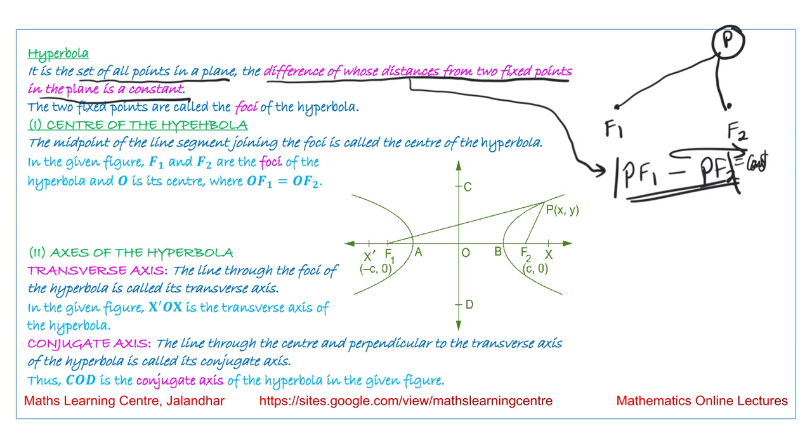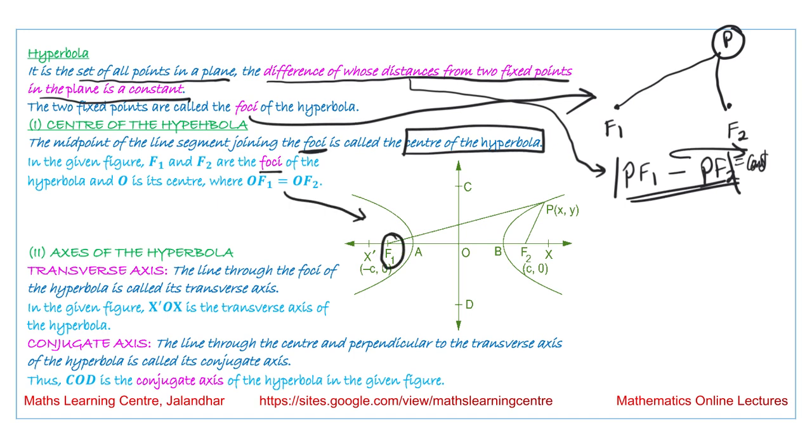So the locus of these points forms a hyperbola, and these two fixed points F1 and F2 are called the foci. The midpoint of the line segment joining the two foci is called the center of the hyperbola. So in this given figure, F1 and F2 are the foci of the hyperbola and O is the center. This is F1 and F2, these are the two foci, and the midpoint of these two, this is O, the center of the hyperbola.